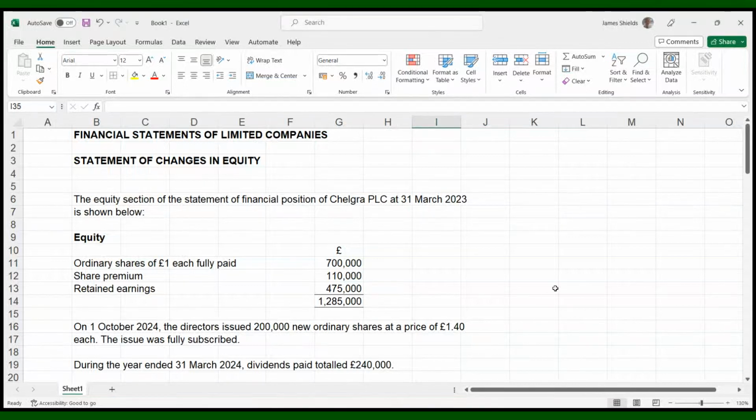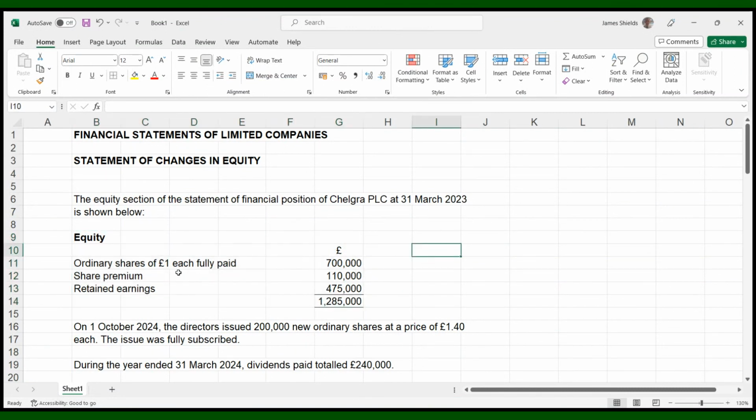Hello, here is a video on financial statements of limited companies and statement of change in equity. So I'm going to go through an example with you. We've got the equity section of the statement of financial position of Chelgra plc at the 31st of March 2023 shown below. So here's the equity section here.